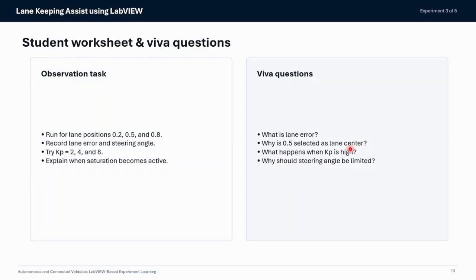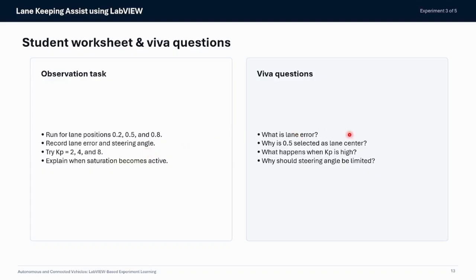So run the land position 0.2, 0.5 and 0.8 and we have to identify how much error we obtain. Record the land error and the steering angle. Try varying the KP values. We have to go with the higher value to achieve the smooth response.